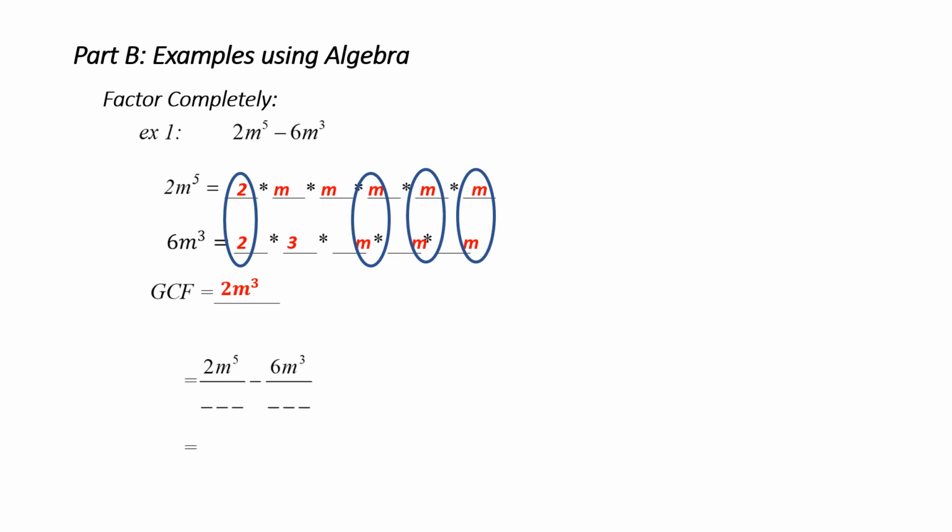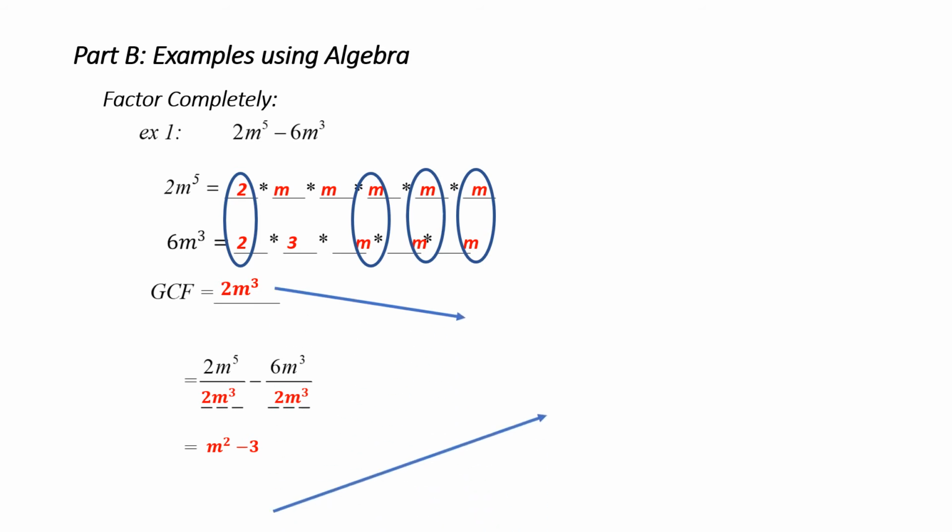All right, now let's find the other factor. So what am I going to do? Divide both of these terms by my greatest common factor. So 2 divided by 2 is 1. m to the 5th divided by m cubed, we subtract the exponents, giving us m squared. Negative 6 divided by 2 is negative 3. m cubed divided by m cubed is 1, therefore I don't have to list it.